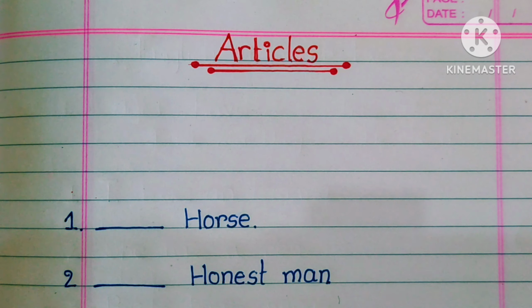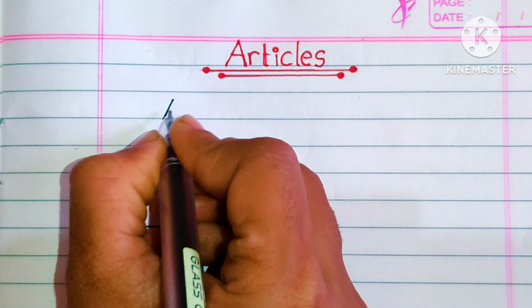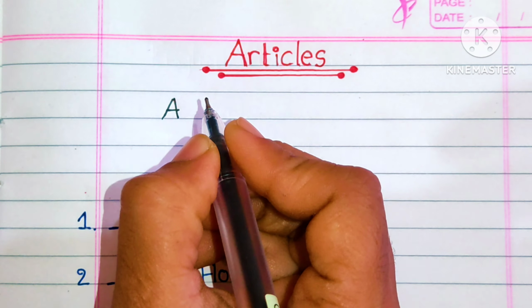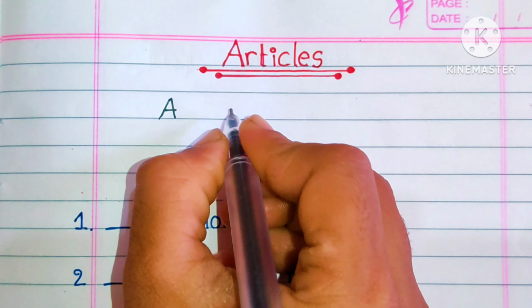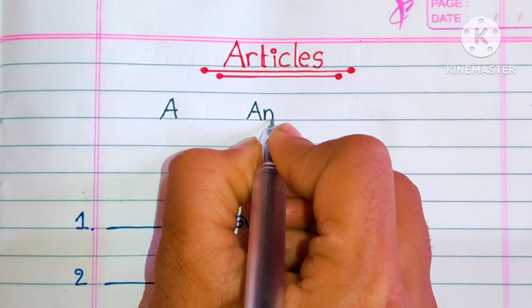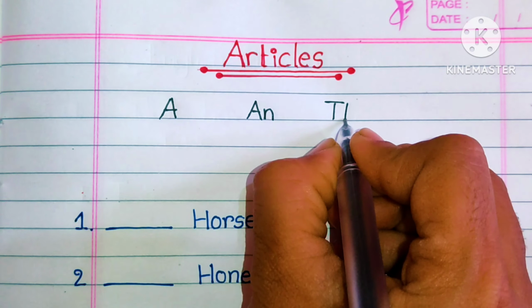Today I am telling about articles. Here in articles there are two types, definite articles and indefinite articles. Let's see articles today. A, an, the.